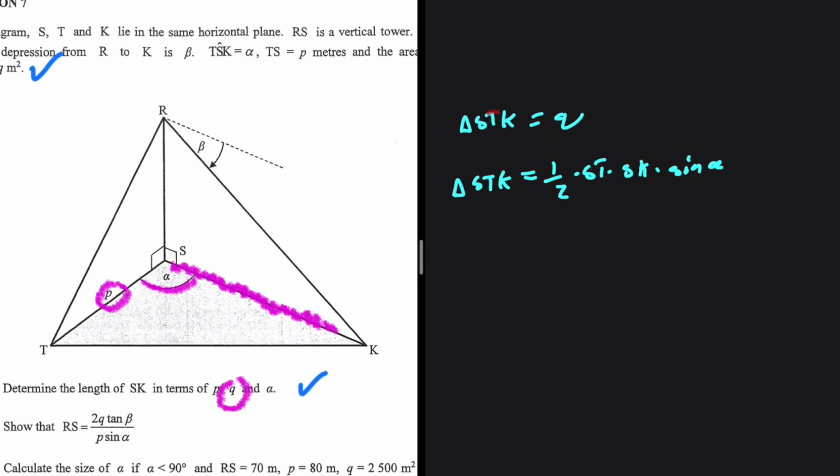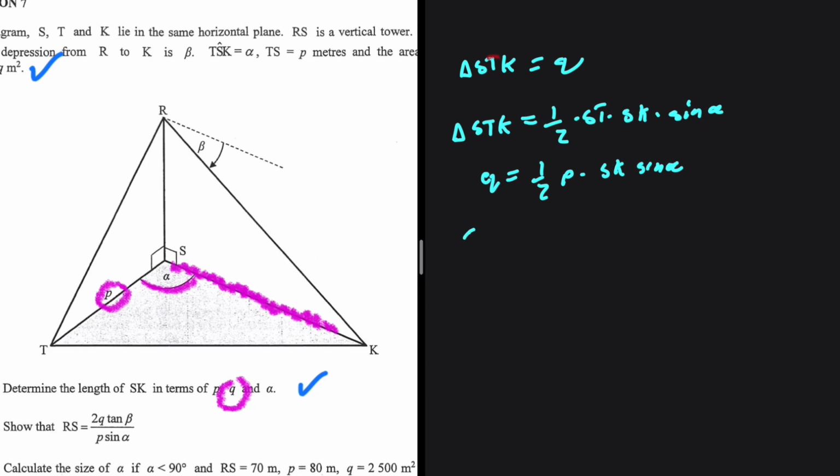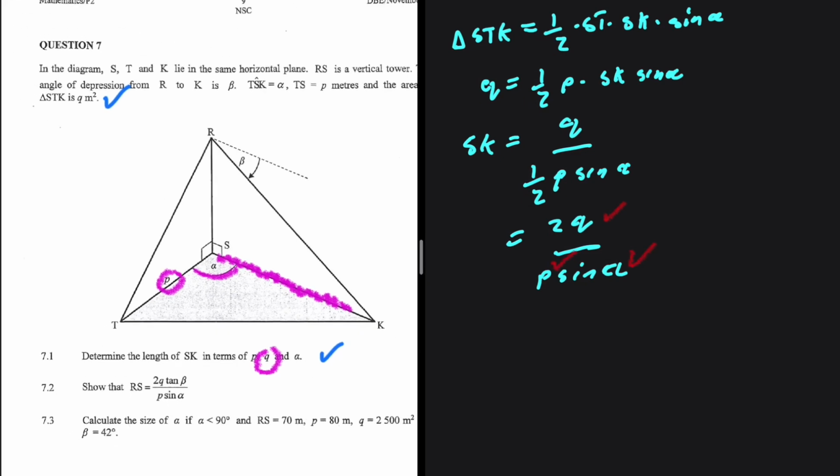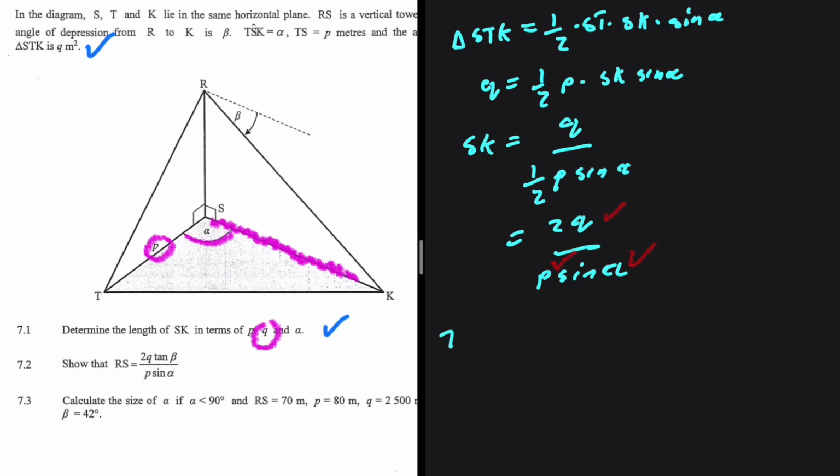So what is the area of triangle STK? We know it to be Q. A half. What is ST? ST is P. SK is what we are interested in, sine of alpha. It is easy to see that SK will be equal to Q divided by one half P sine of alpha. This is equal to 2Q divided by P sine of alpha. So this is SK in terms of Q, P, and alpha. That is 7.1. Let's see if we can do 7.2.